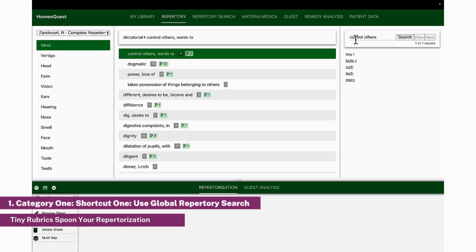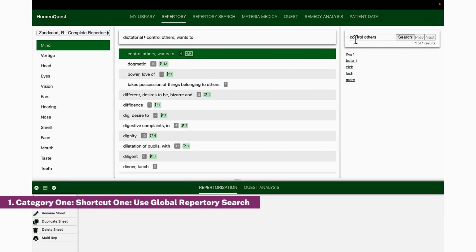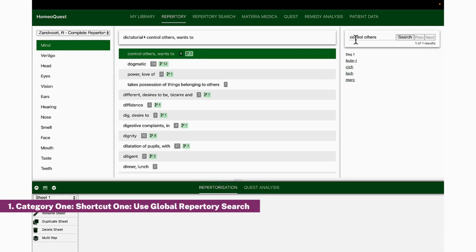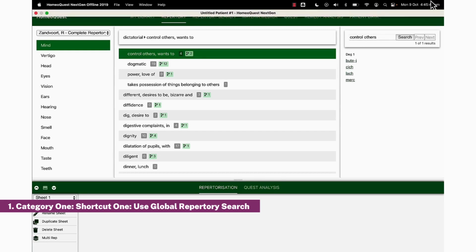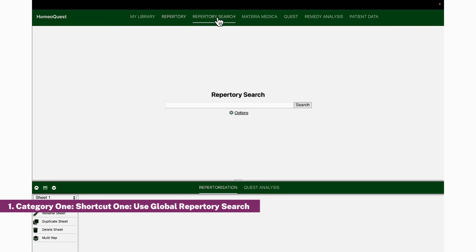When you use such very tiny rubrics, you're going to spoil your repertorization, the final results, because we need large, big, general rubrics to make your repertorization worthwhile. That is the only way it works, right? So what do you do in such cases? How do you look for other rubrics that have this particular symptom? The trick is to go global, which means use every possible repertory and book in your database.